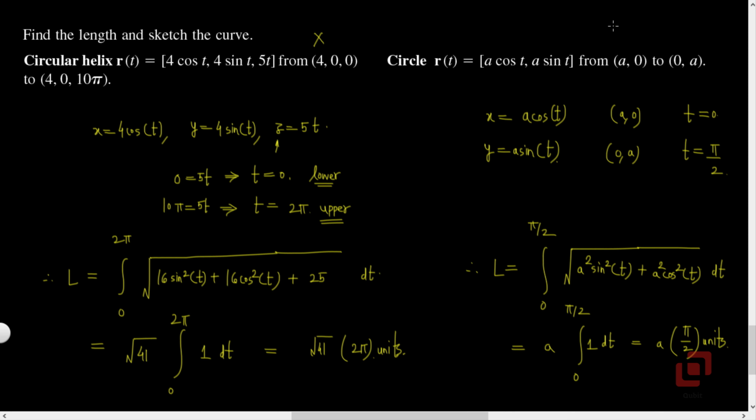Recall that (a, 0) lies on the x-axis and (0, a) lies on the y-axis. More importantly, these 2 points lie on the positive x and the positive y-axis respectively. So finding the length of the circular arc from (a, 0) to (0, a) is as good as finding the length of the quarter circle. We already know that the length of the full circle is given by 2 pi r. So to find the length of the quarter circle, we should divide it by 4, which will give us pi a by 2. And it is the same answer that we have got here, which verifies our result.